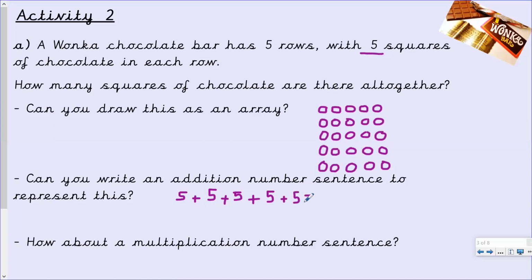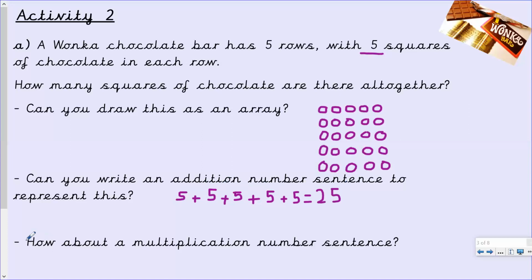Which equals, now how could you count this in a way that makes it easier for you rather than counting them one by one? Well, we know that they are organized in rows of 5 or in groups of 5, so we can count in fives. Let's have a go at counting in fives together. 5, 10, 15, 20, 25. So there are 25 pieces of chocolate all together.